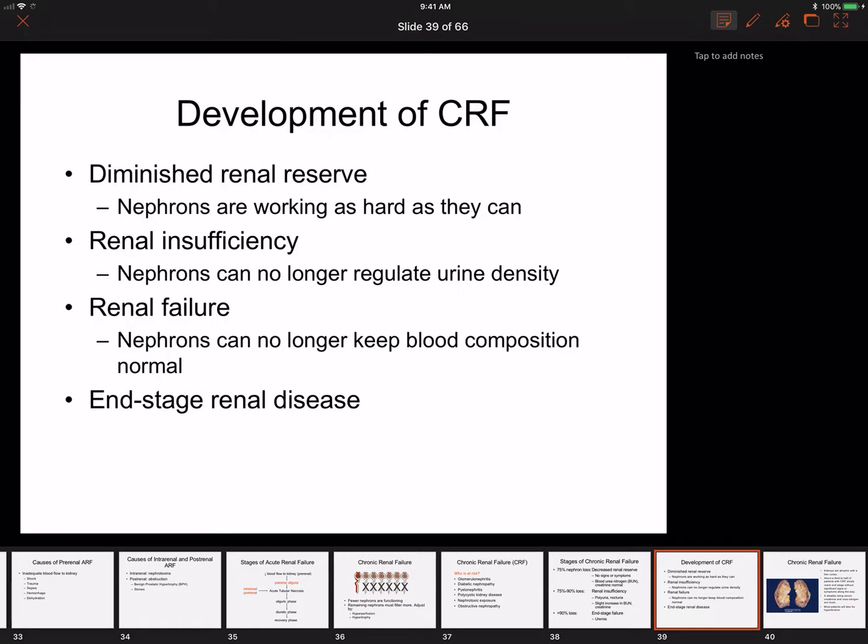So the way it goes with chronic renal failure, there is diminishing reserve, renal insufficiency, renal failure, and the last one is end-stage renal disease. That's when, like I said, the only remaining treatment is either frequent dialysis or kidney transplantation.